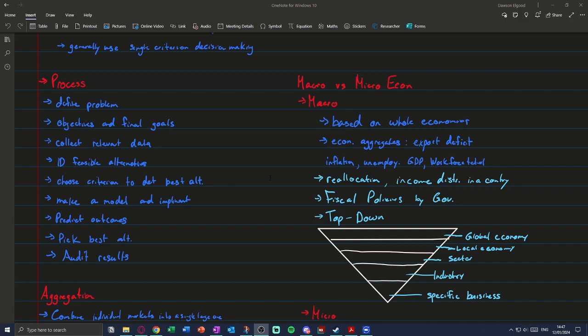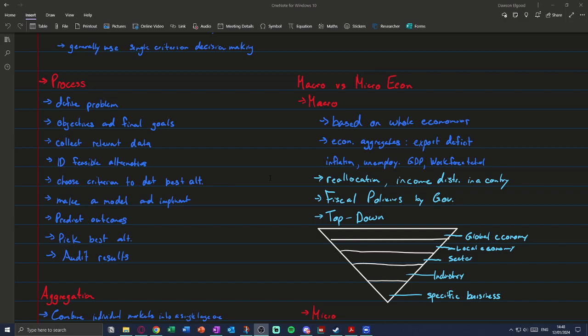Choose the criterion that's best. Choose the criterion you're going to use to best determine what the best alternative is. I said best too many times, but that's all right. So then you're going to make a model and implement it, and then you're going to predict the outcomes, which is not always going to be very accurate, but you're going to do the best you can with those predictions. And then from those predictions, you're going to take the best alternative. You're going to audit your results. Make sure you've done things in a cohesive and clear way and you haven't made mistakes along the way.